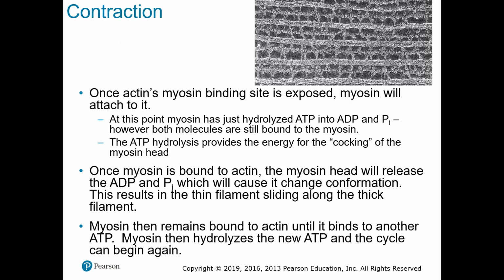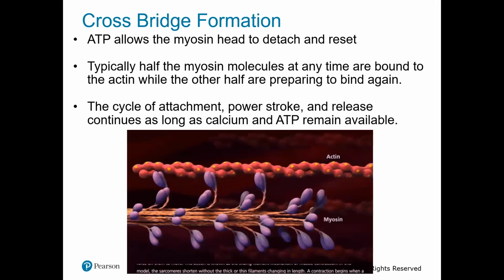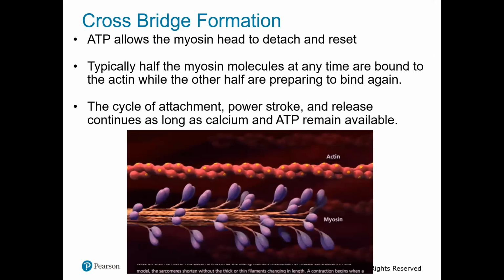Now the myosin will stay attached to the actin until another ATP comes along. ATP lands on the myosin. The ATP is hydrolyzed. That energy allows the myosin head to let go and recock itself, and then reach up and grab onto the actin and fire. So there's our cross-bridge formation you see here in the animation.